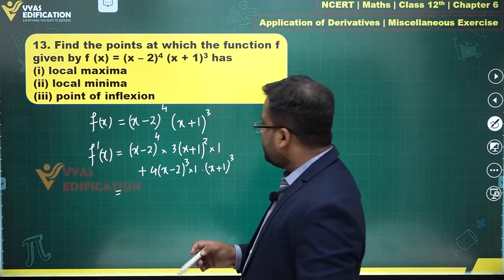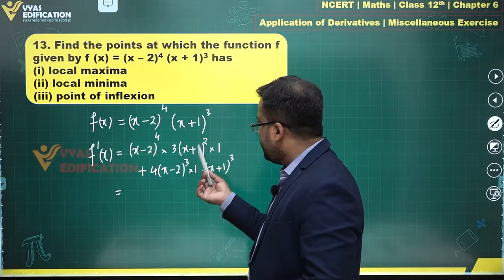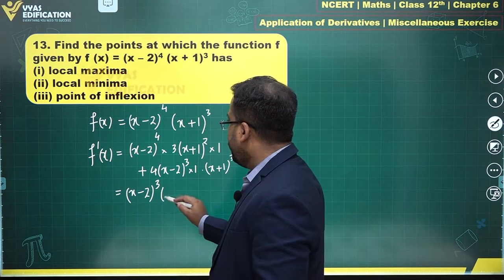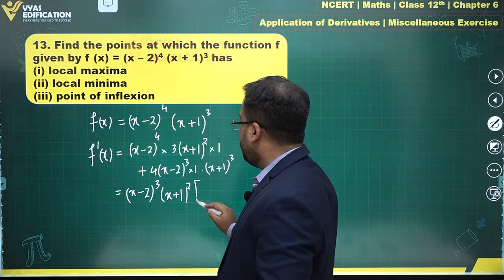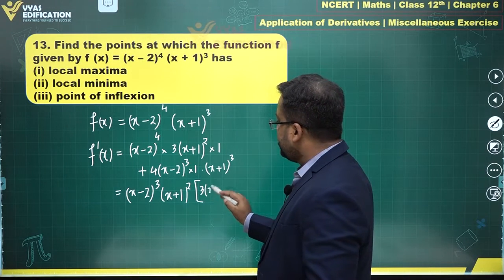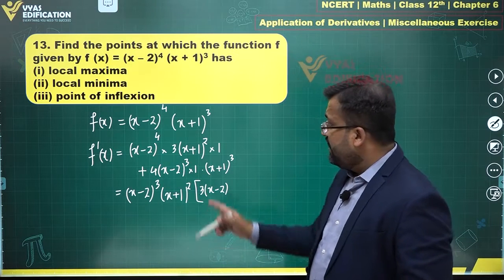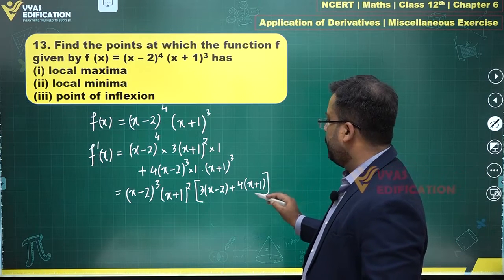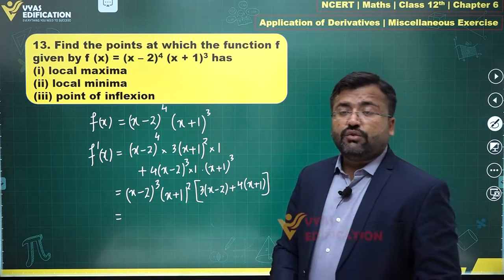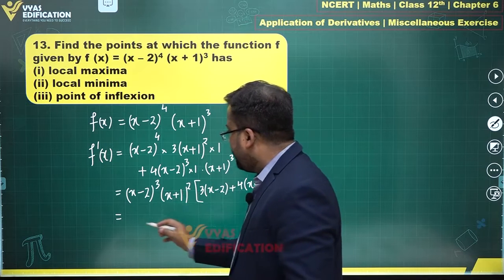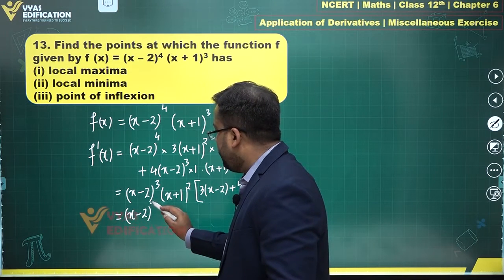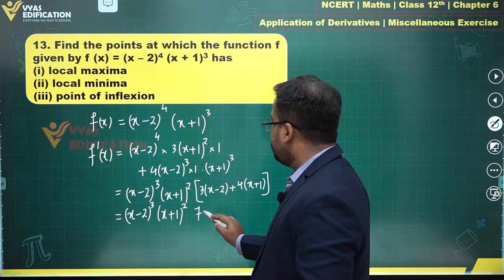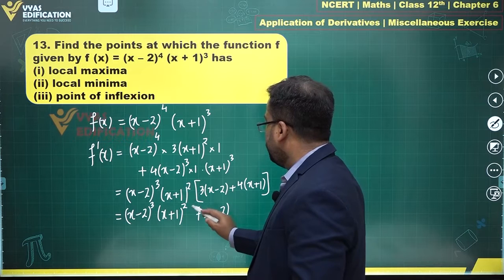You can take out some terms common. (x - 2)^3 and (x + 1)^2 can come out common, and what will remain is 3 times (x - 2) over there and 4 times (x + 1) over here, in the brackets. Once you are through with this, let's simplify this bracket. This is (x - 2)^3 (x + 1)^2, and 3x + 4x gives 7x, minus 6 plus 4 is minus 2, so we have (7x - 2).